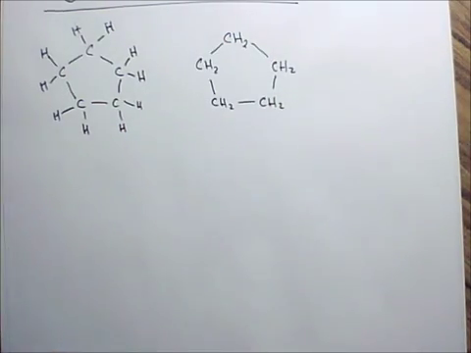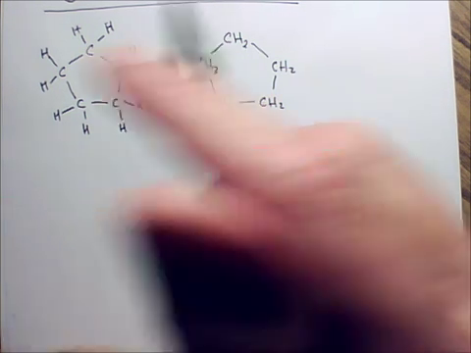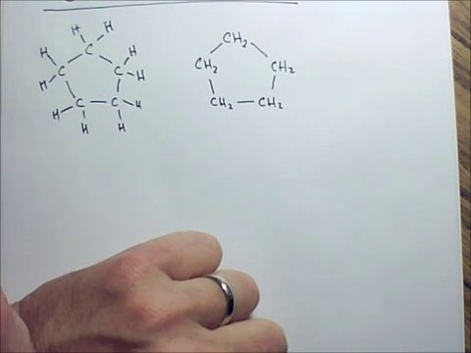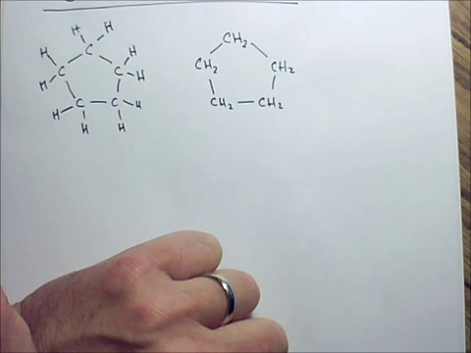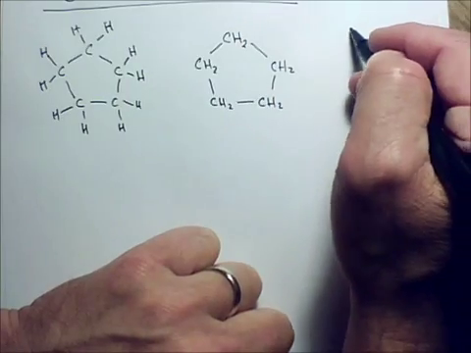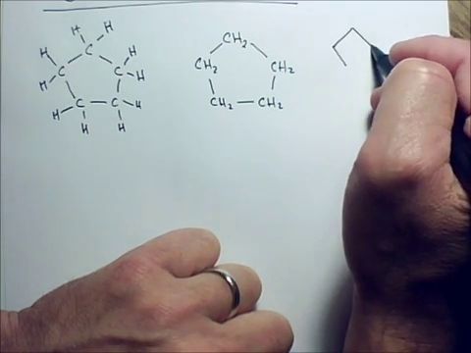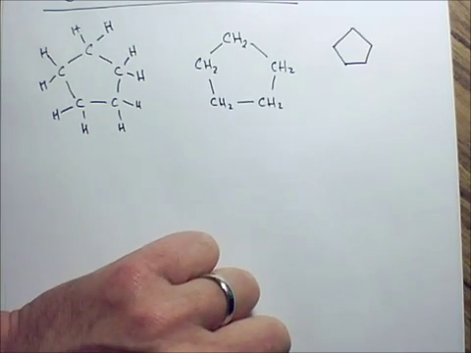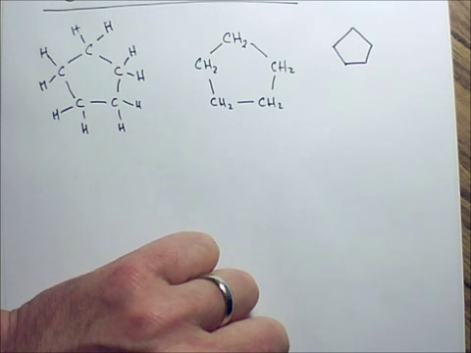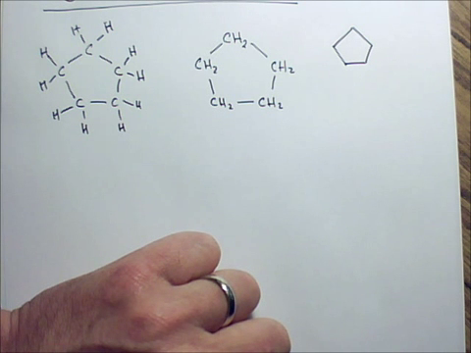Okay? So that's a condensed structural formula. A skeletal formula only shows the bonds between carbons. It doesn't even show the carbons. It doesn't show hydrogens at all. So there's a skeletal structural formula for cyclopentane. That's three formulas.